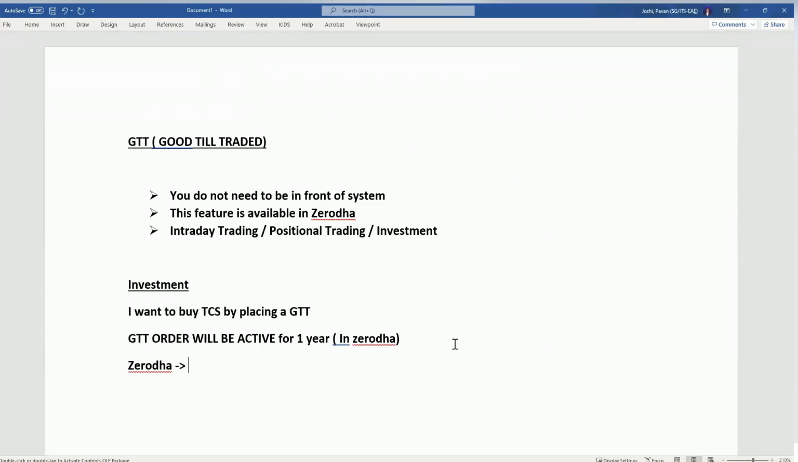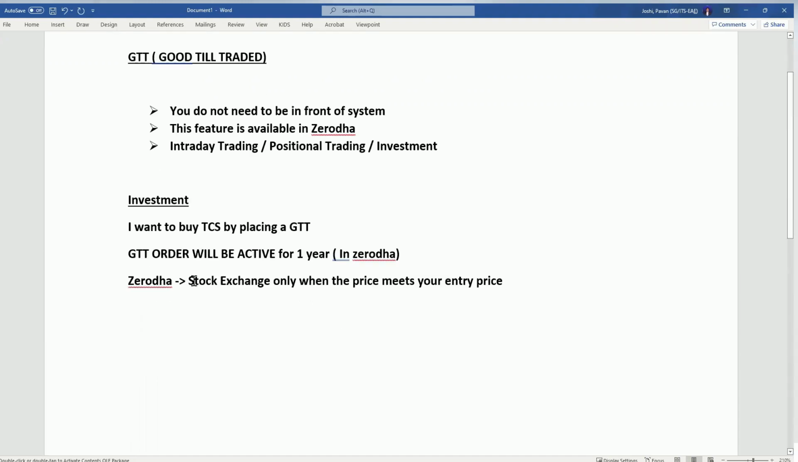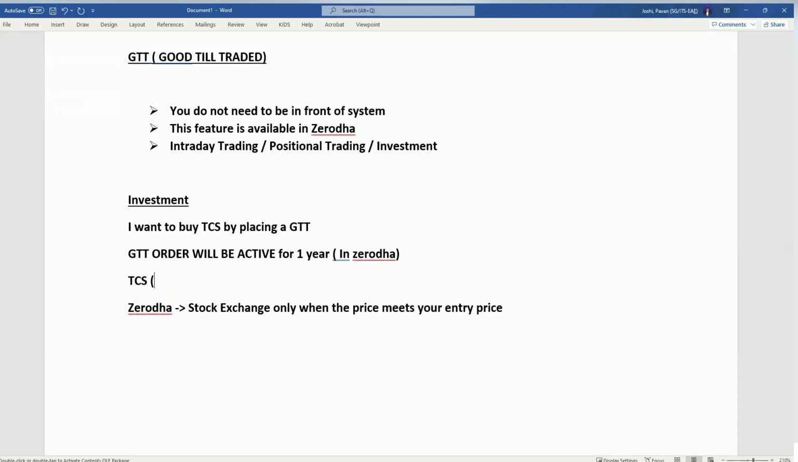So what Zerodha does is, technically, Zerodha has an order management system within itself. It maintains an order management system within itself and sends to the stock exchange only when the price matches, when the price meets our entry price. Whatever price we have mentioned, if the price meets the same price, only then Zerodha sends the order to the stock exchange. If the price doesn't come, Zerodha will keep the order within itself and doesn't send it. That's the beauty, an additional advantage of using Zerodha as one of the brokers.